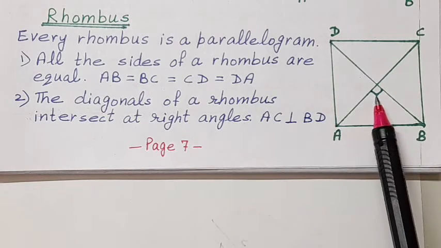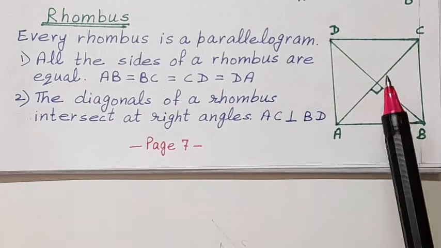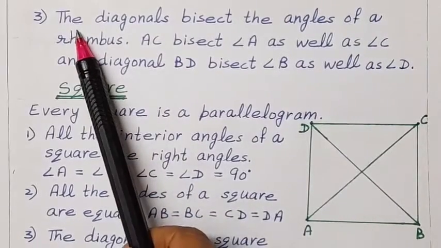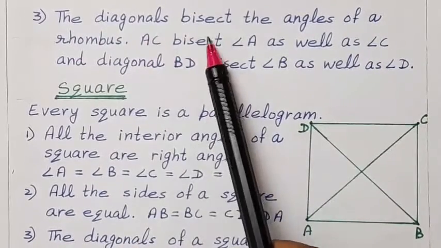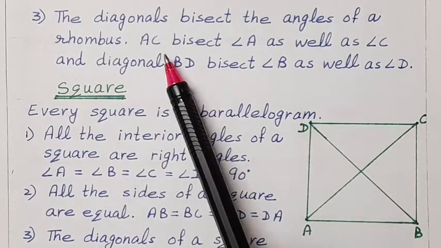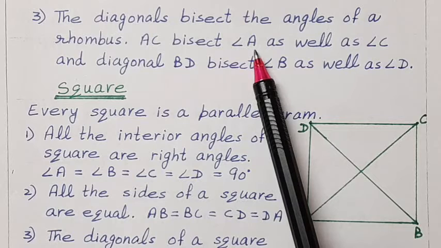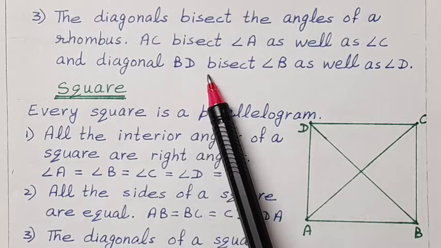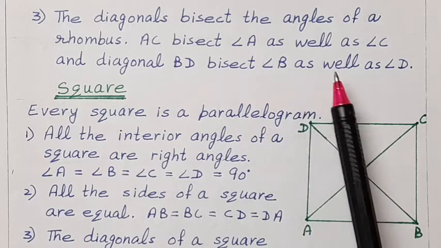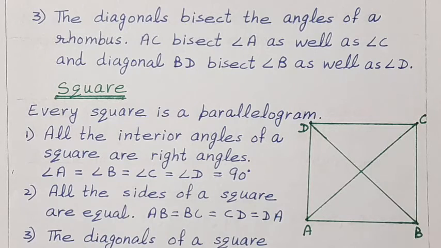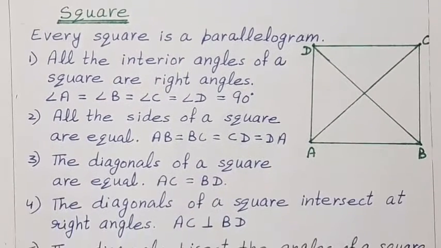So that means all the angles at the center are 90 degree each. I hope it is clear to everyone now. Now the third property is, the diagonals bisect the angles of a rhombus. That is, AC bisect angle A as well as angle C, and the diagonals BD bisect angle B as well as angle D. Now students, let us discuss about properties of a square.